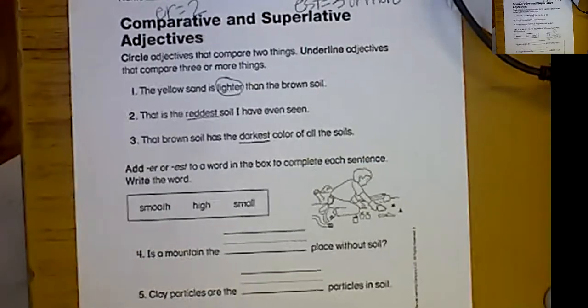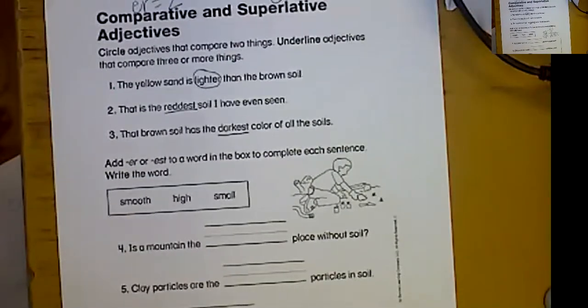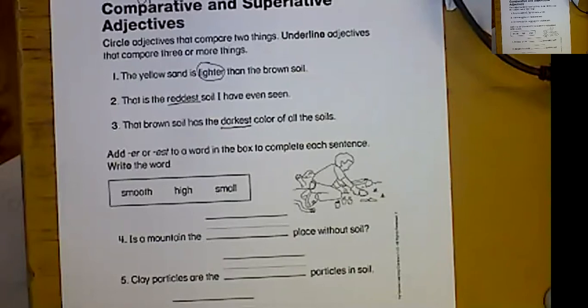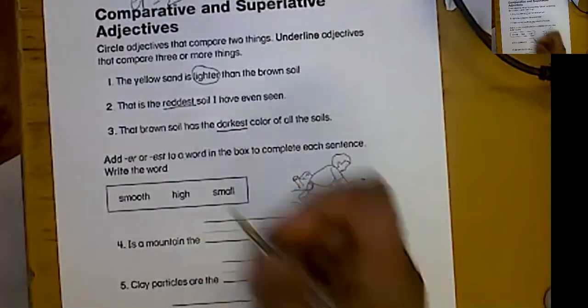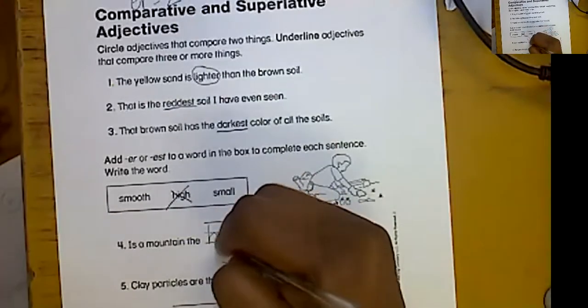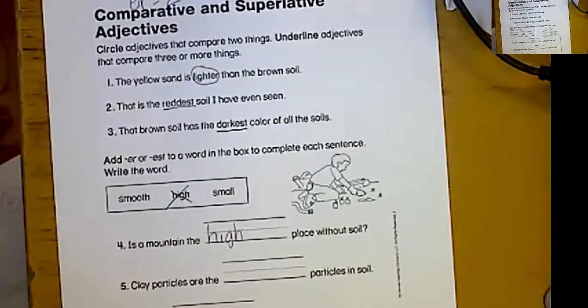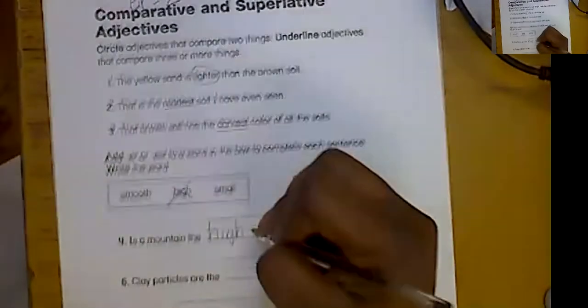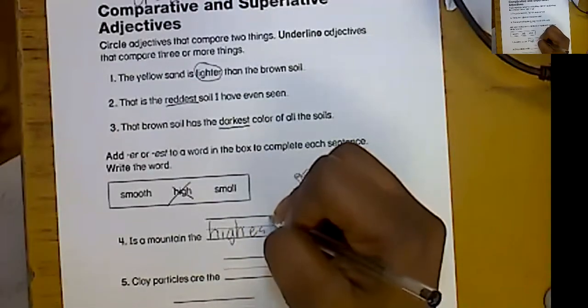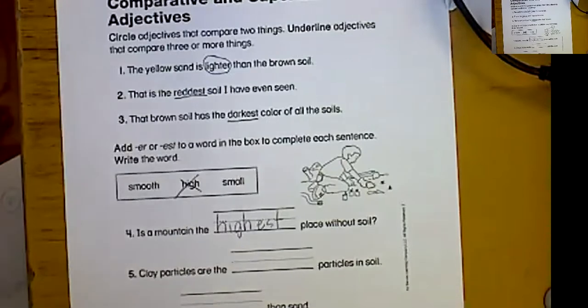Number four, is a mountain the blank place without soil? So we know that mountains sometimes can be smooth. We know they can sometimes be high, but we also know they can sometimes be small. What would be the most appropriate? Remember, mountains are remembered because of how tall they are. So we're going to use the word high. How many places do you think it is? We know there's more than three. So we're also going to add EST. Is a mountain the highest place without soil?